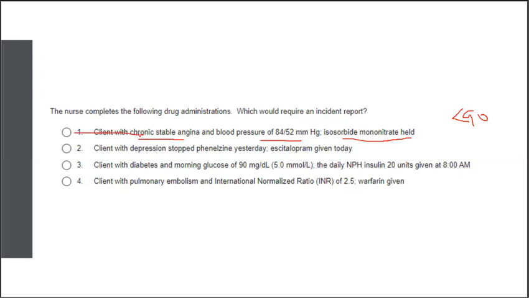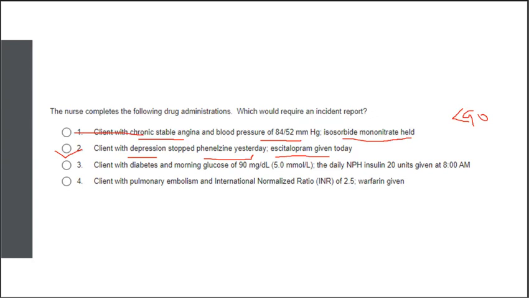How about number 2? Client with depression stopped phenelzine yesterday, escitalopram given today. Remember, we said there must be a minimum of 2 weeks or 14 days between the administration of an MAOI and an SSRI to avoid serotonin syndrome. These medications cannot be administered concurrently, so we'll need to write an incident report as regards that.